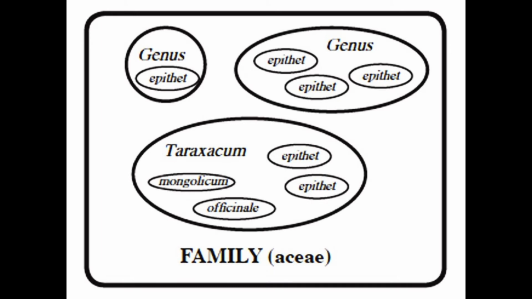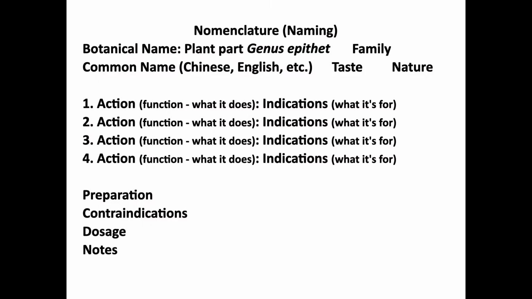will use. So you can see here there's Taraxacum is the genus, and Taraxacum mongolicum is one species. Taraxacum officinale is another species. So again, we'll go over this later. But so the genus and the epithet together is the species name. And then the plant family, which will end in ACEAE. And then the common names, the taste, and the nature will, as I said, be optional.